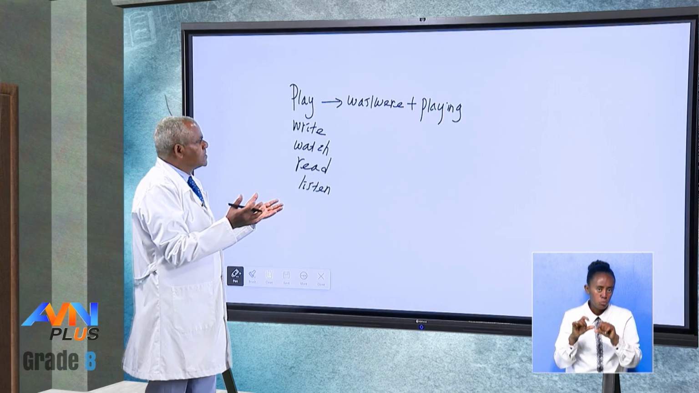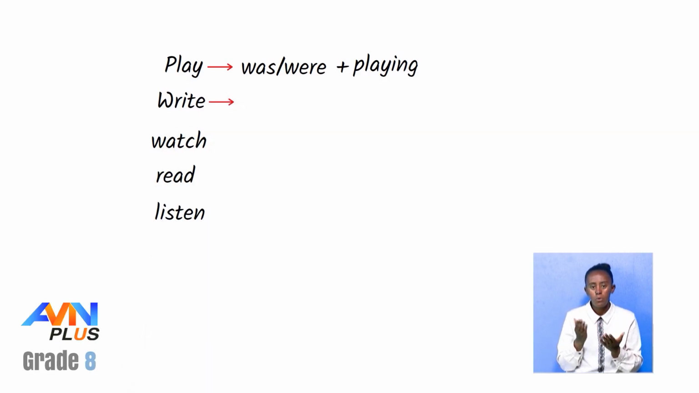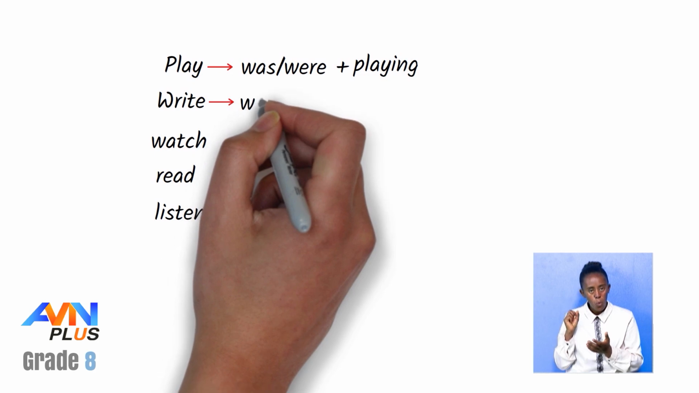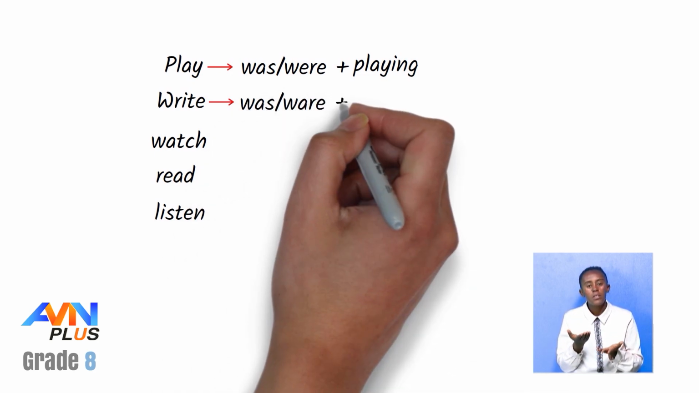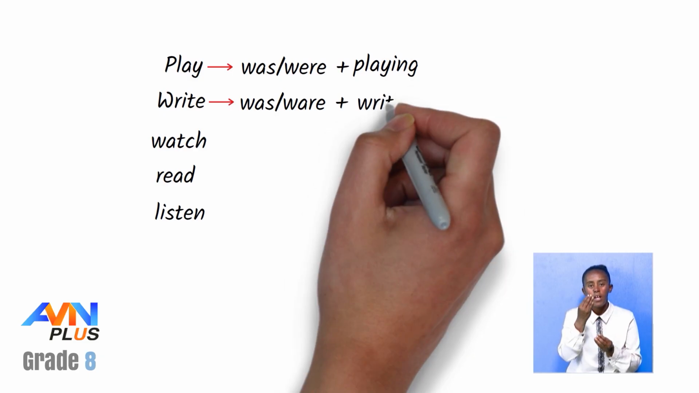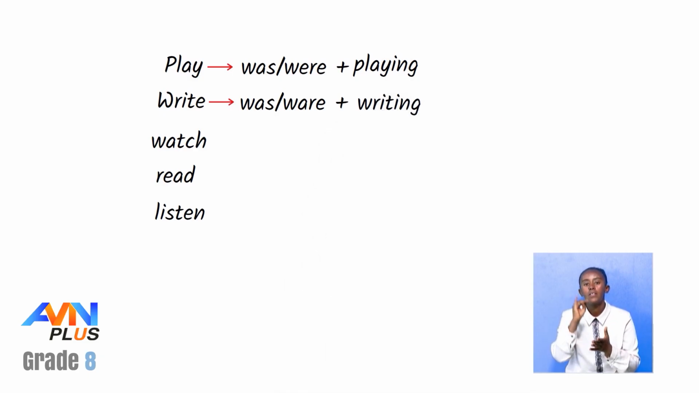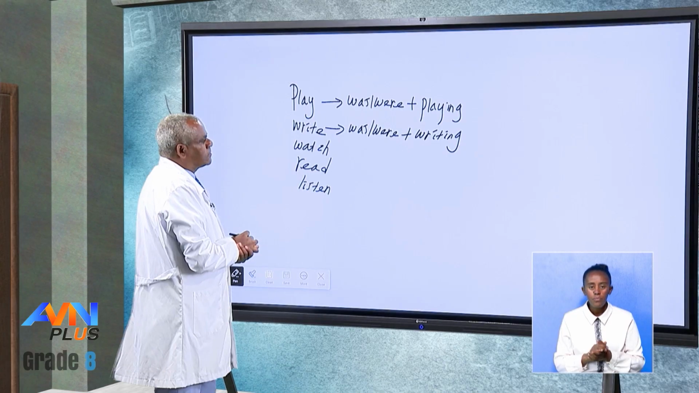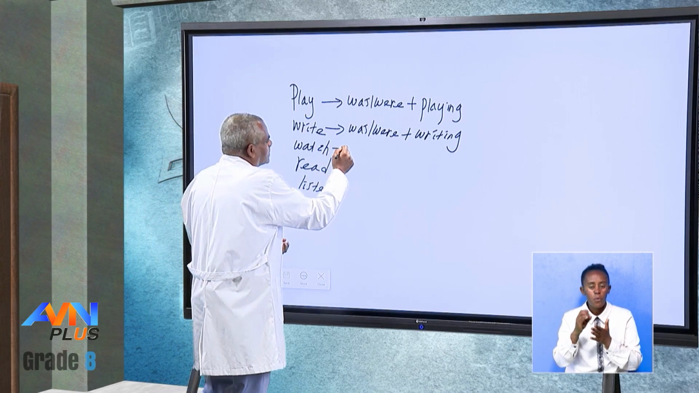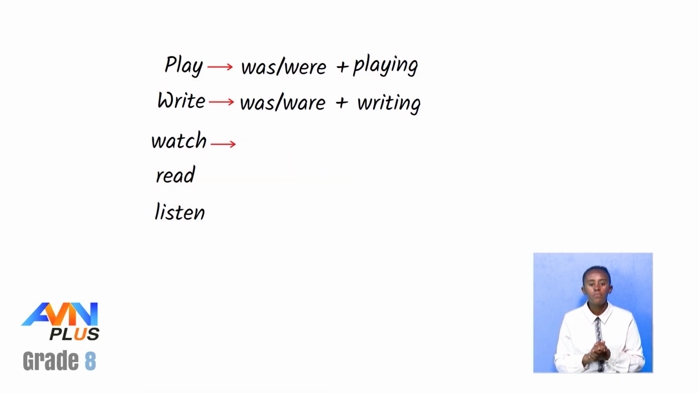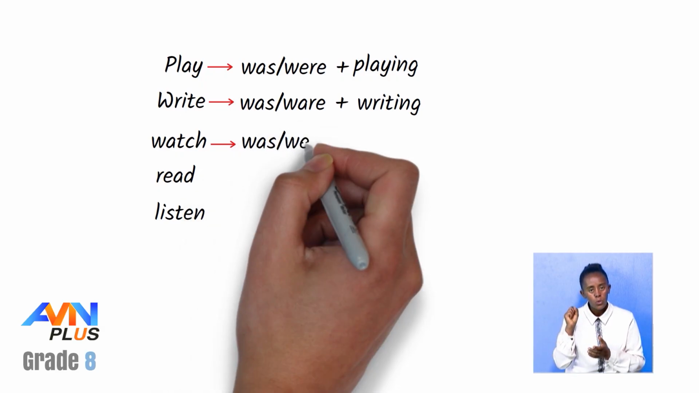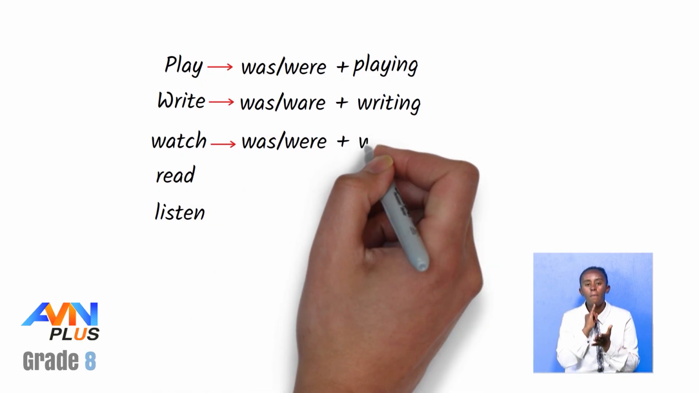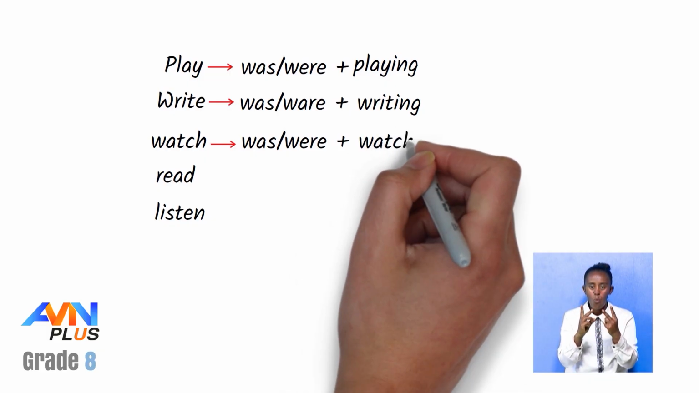The form is like this. The same is true for write: was or were is common, plus ing, that's writing. Was writing, were writing. The same is true here again: was, were, and watching.